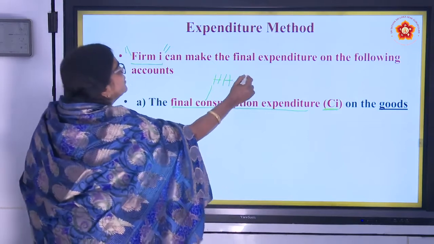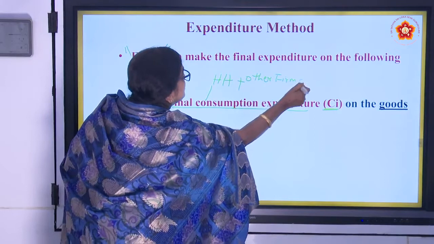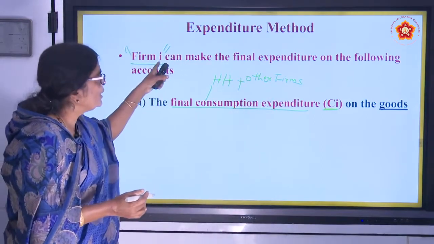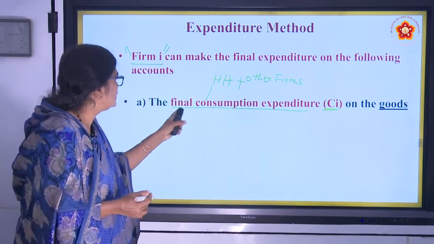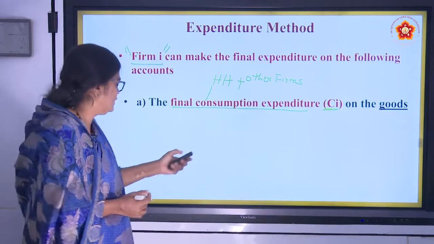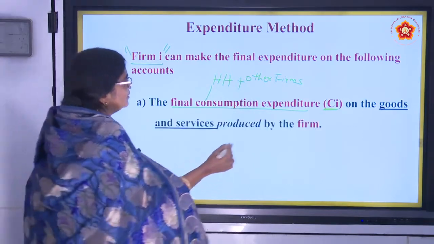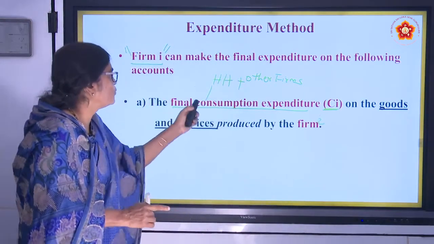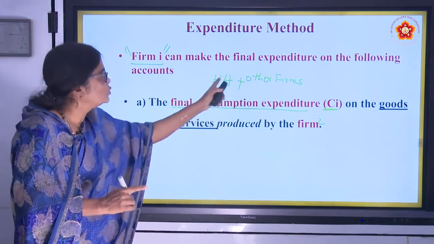And other firms too, to serve their guests or employees. Therefore, this is firm I's income, and firm I will have the following expenditure account, called final consumption expenditure on the goods and services produced by firm I. Firm I produces goods and services, and other consumers are going to buy them. Who are the consumers? The main consumers are households and other firms.